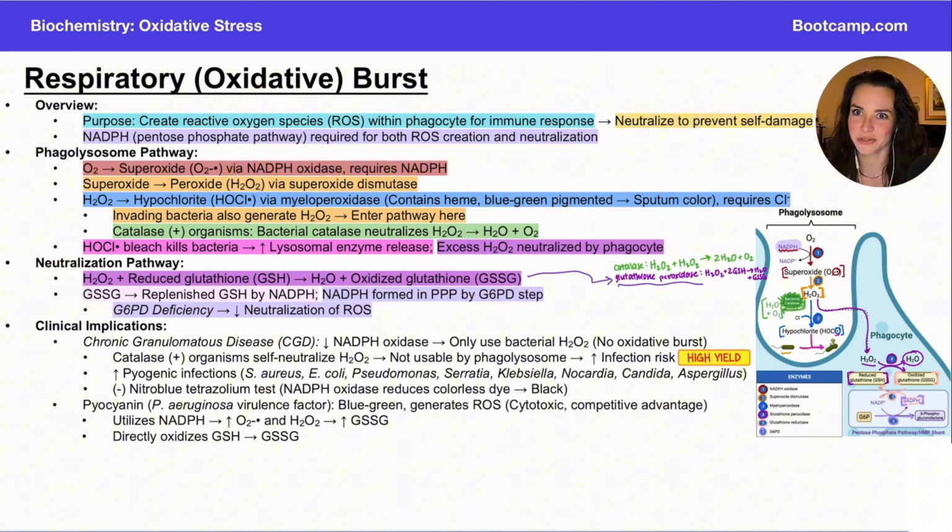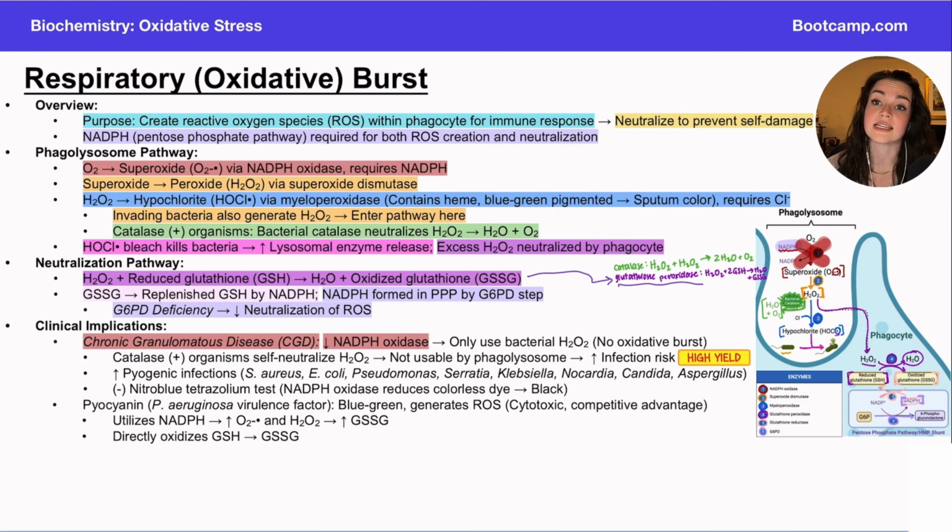So, all super cool. Let's talk about clinical implications. A condition that you are very likely to be asked about when you're being asked about this whole process is one called chronic granulomatous disease, or CGD. And this is when your patient is born without NADPH oxidase. So step number 1 right here is knocked out in chronic granulomatous disease.